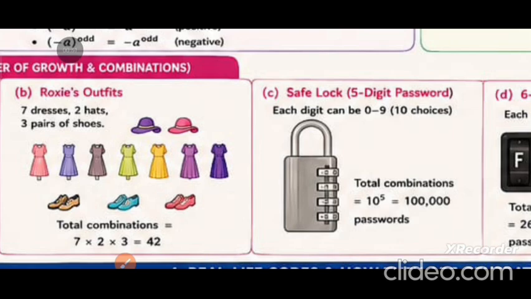Next we have a safe lock that has a 5-digit password. Each digit can be 0 to 9. There are 0 to 9, so there are 10 choices for each digit.